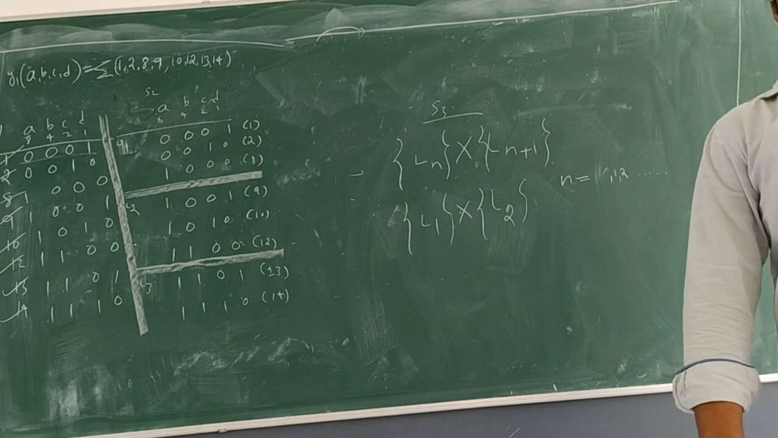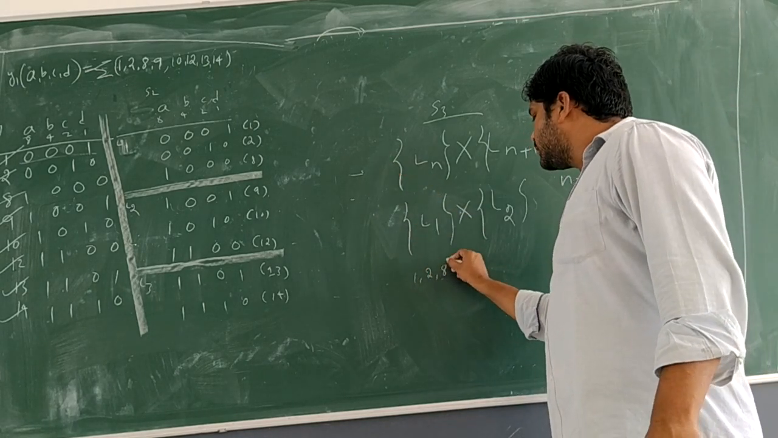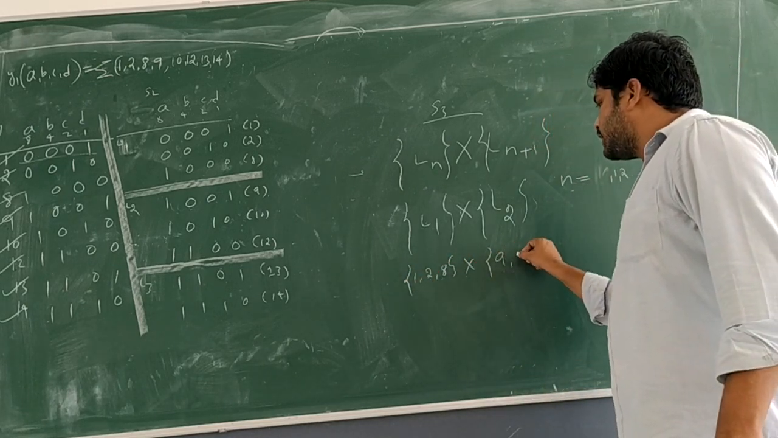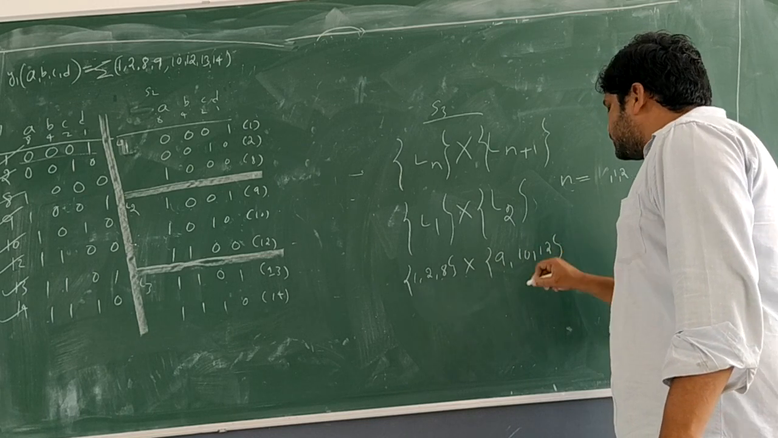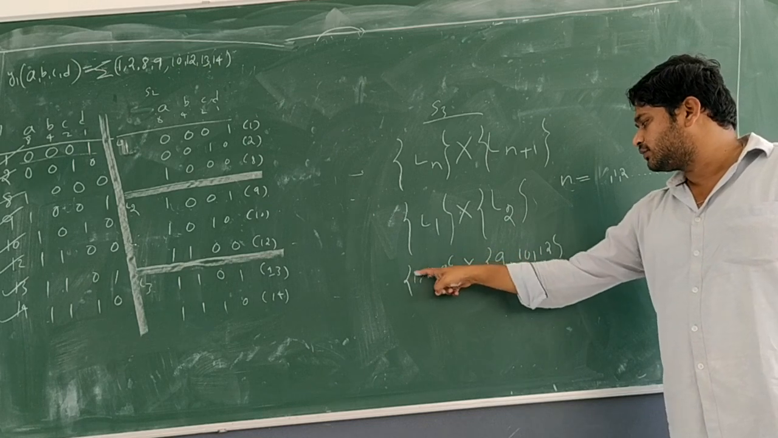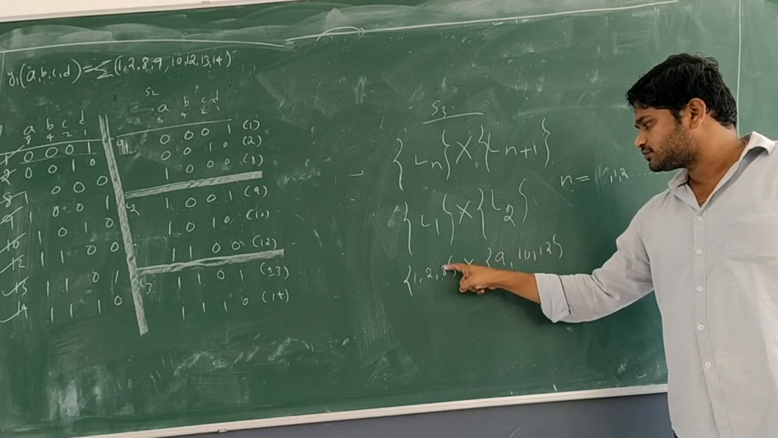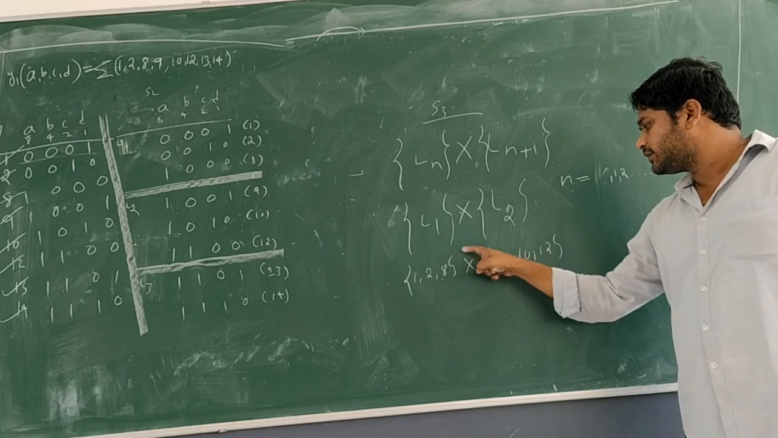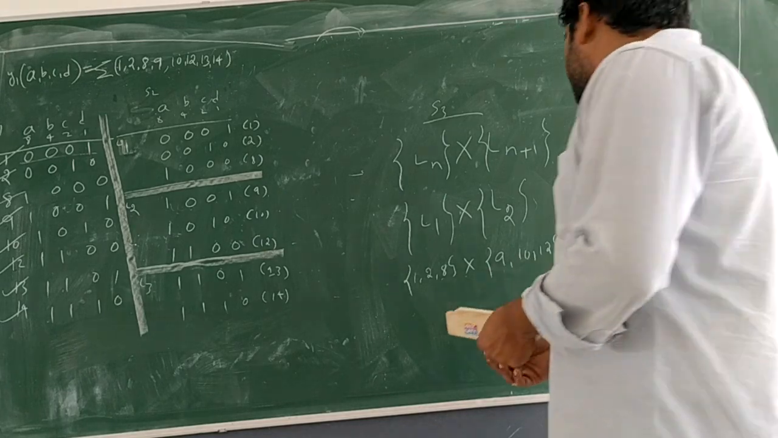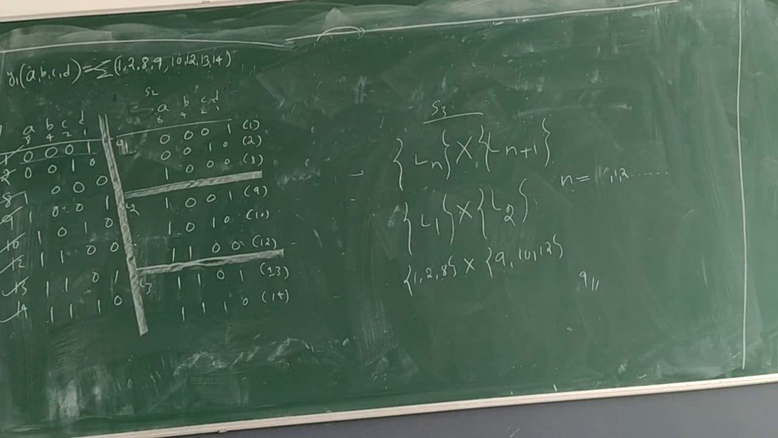L1 with L2. What are the elements in L1? 1, 2 and 8. That should be compared with 9, 10 and 12. How to compare? 1 and 9, 1 and 10, 1 and 12, 2 and 9, 2 and 10, 2 and 12, 8 and 9, 8 and 10, 8 and 12. These are all the possibilities, a total of 9 possibilities.